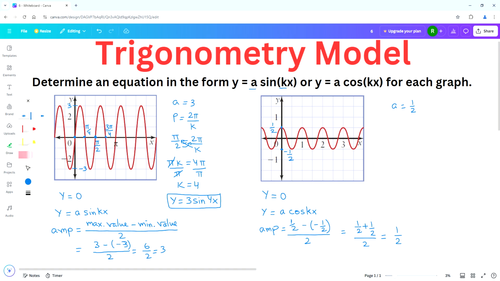Next we have to find the k value. For that we have to use the formula for period. Period is length of one full cycle. In this graph, we can measure the length of cycle from the maximum point on the y-axis to the next maximum point on the right side, which is at x equals 1. The length of this cycle is 1 unit. So the period is 1.